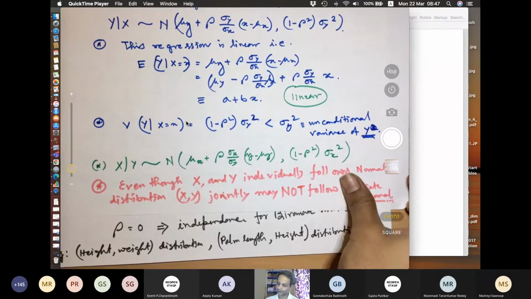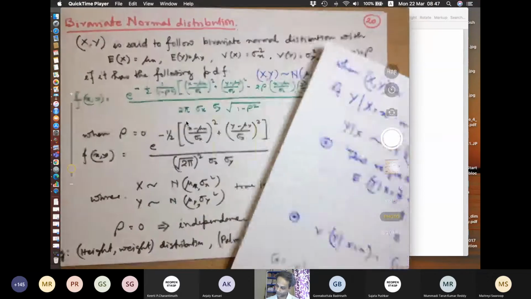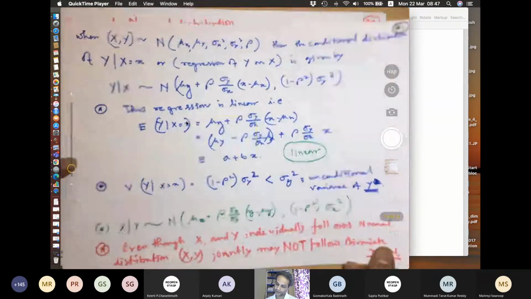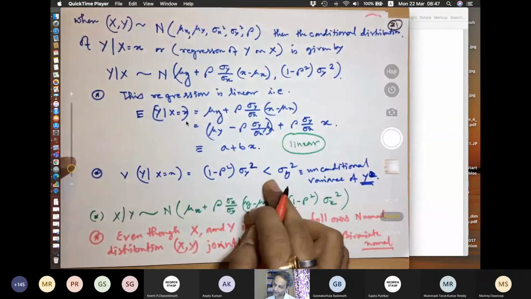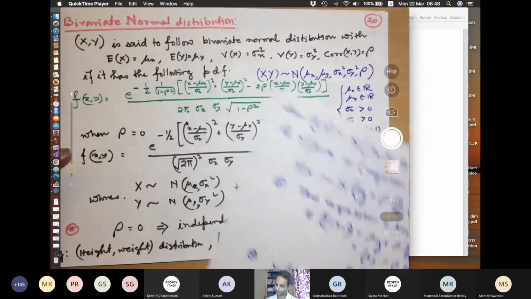Very important features: rho equals 0 implies independence. This is a special case. Then the regression line is linear, the regression variance is less than the unconditional variance, and even though x and y are individually following normal distribution marginally, their joint density need not follow a bivariate normal. Okay.